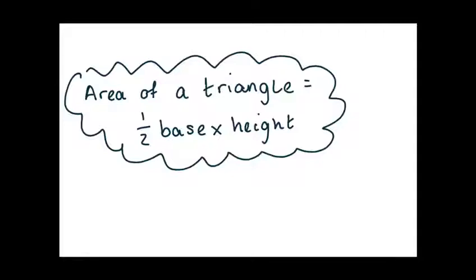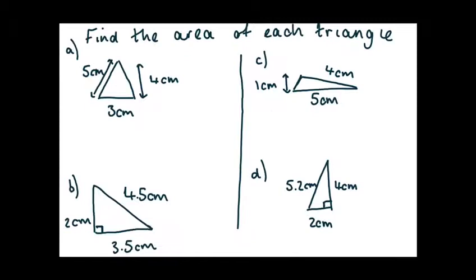Written here, the area of a triangle is half base times the height. So find the area of each triangle. Here, we've got 3 measurements. First thing we need to do is figure out which one's the base and which one's the height. So we're going to say this 3 centimetres is our base and 4 centimetres is our height. Our base and our height always need to be perpendicular from each other.